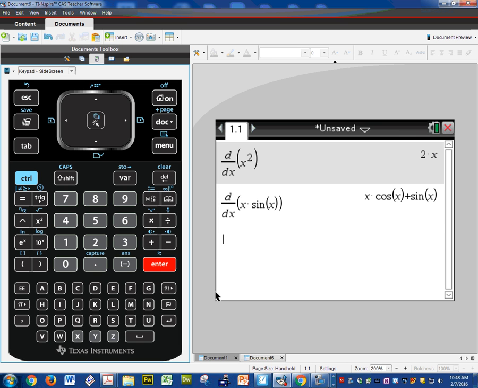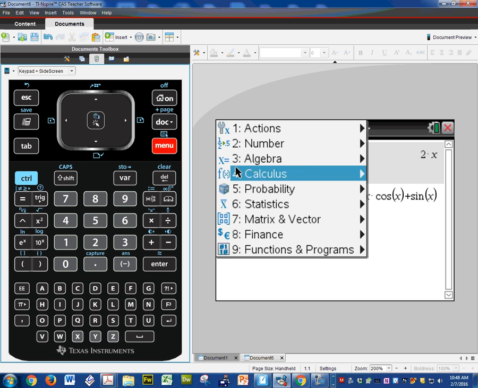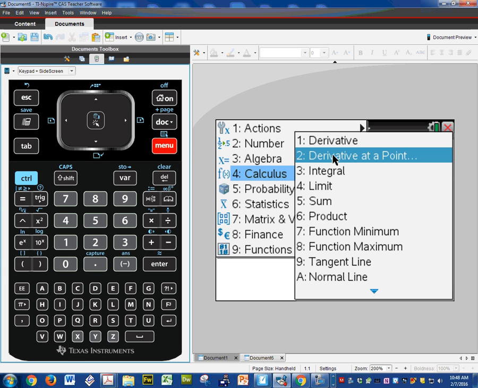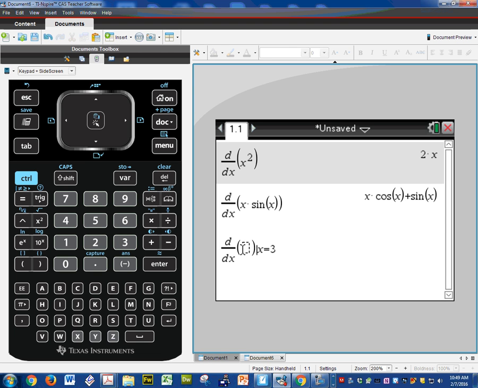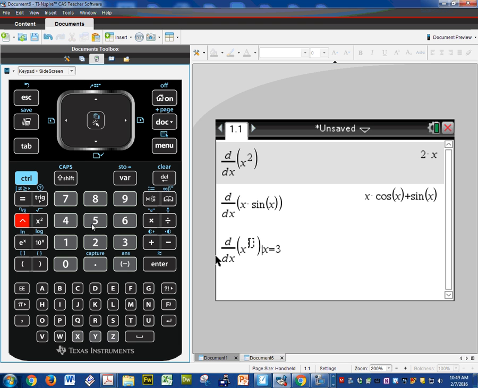Let's say I want the derivative and I want to evaluate at a value, let's say 3 or something like that. There's two ways. The easiest way is actually to go Menu, Calculus, Derivative at a Point. The variable is x, and the value is going to be 3. And let's say the function is x to the 5th power. So the TI Nspire already has a template to take the derivative and evaluate at a value that we choose.